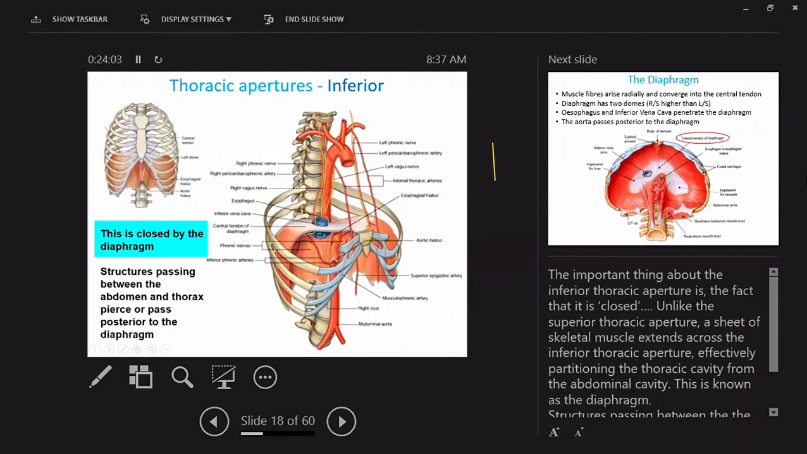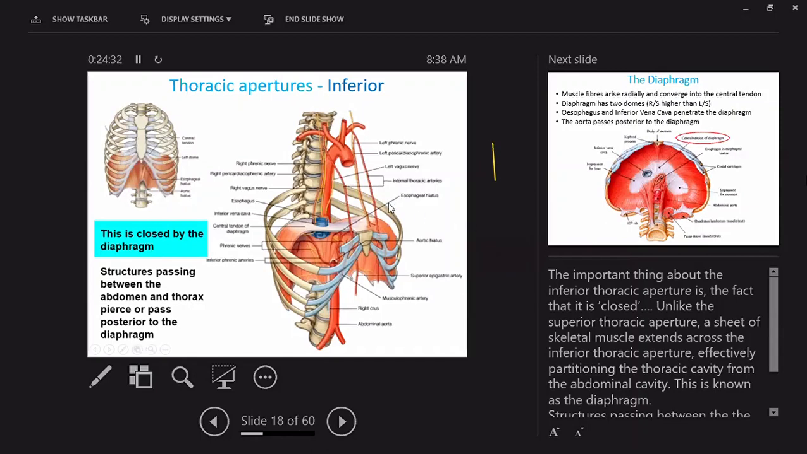So, thoracic apertures. Here is another picture showing the inferior aperture, where you will see the diaphragm. Understand how the diaphragm is fixed onto these lower ribs, but it projects upwards and inserts into this middle white structure called the central tendon. The central tendon is a tendinous structure, and that is the insertion. The origins are from the body wall.